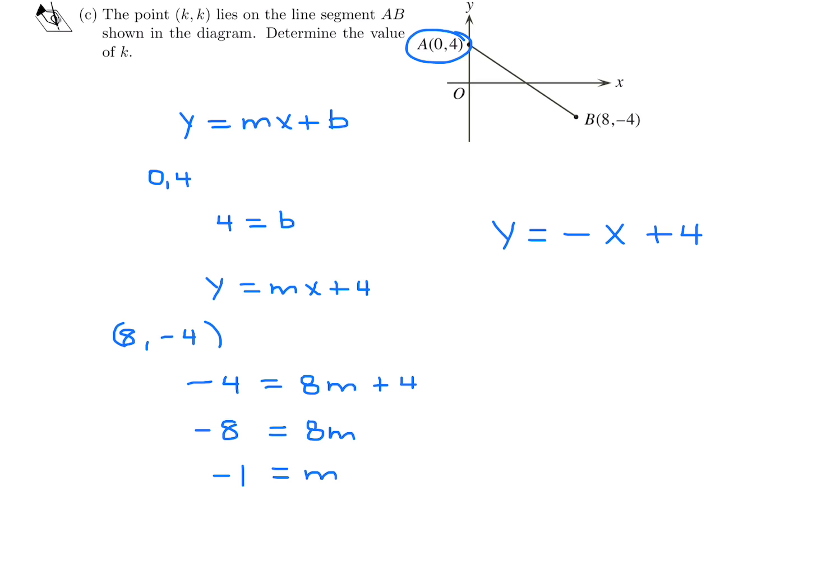So in this equation, I will substitute (k, k). So I have k here equals minus k plus 4. So that means 2k is equal to 4, and therefore k is equal to 2.